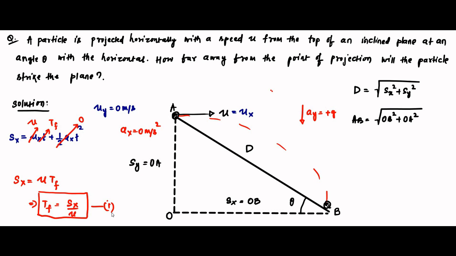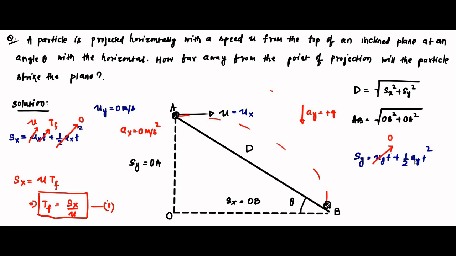Now Sy is equal to uyt plus 1 half ay t square. Now I'll make the substitutions. Here uy is 0, there is no vertical component of initial velocity, so this whole term becomes 0.